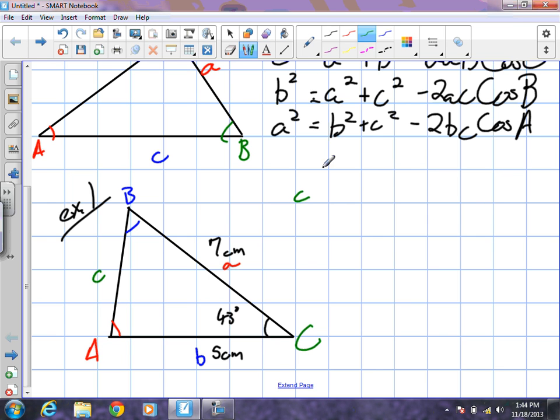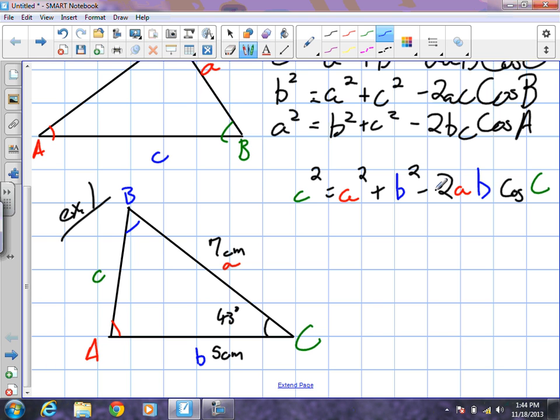C squared is equal to A squared plus B squared minus 2 times AB cos C. And I'm going to write A and B after. Okay? So this is the formula I decided to use.